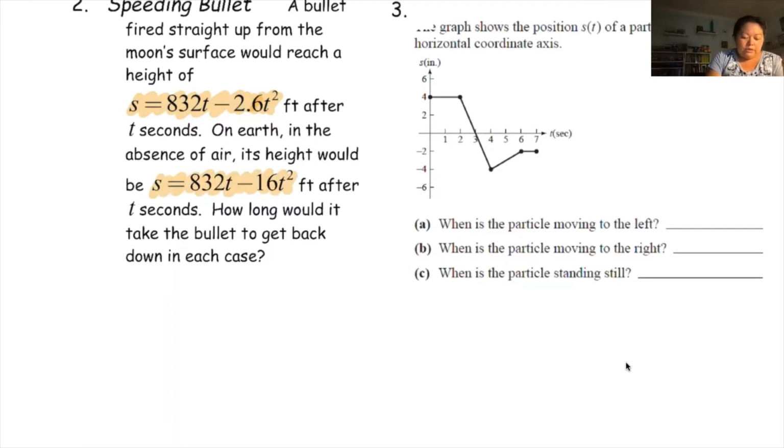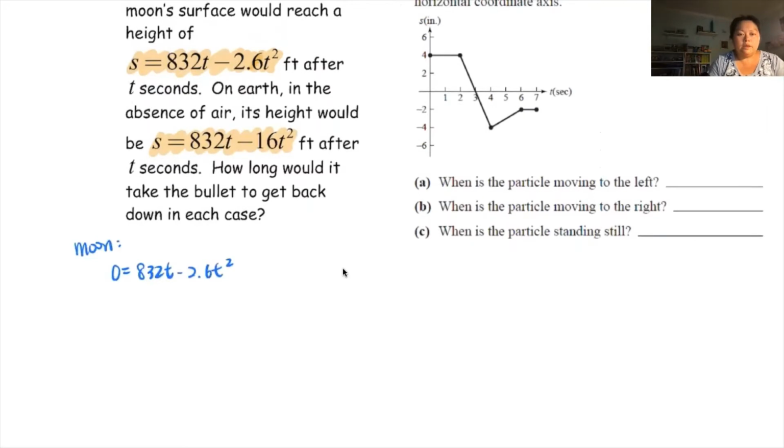we get 0 equals 832t minus 2.6t squared. You should use a calculator to help you because I don't expect you to do this by hand. This factoring is not super obvious. So we're going to just go ahead and factor out t because they both share t. So 0 equals t times 832 minus 2.6t, right?